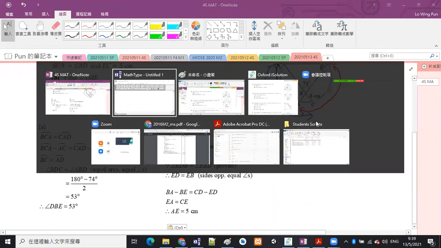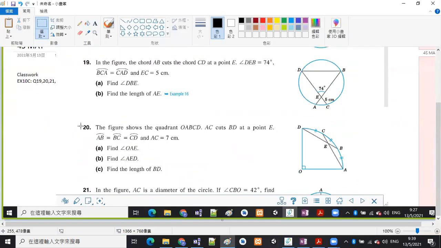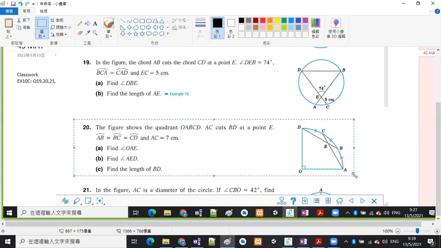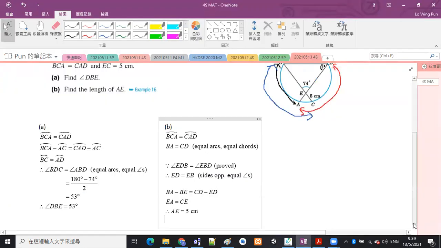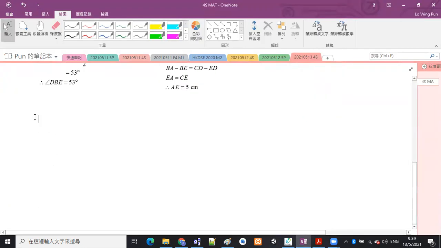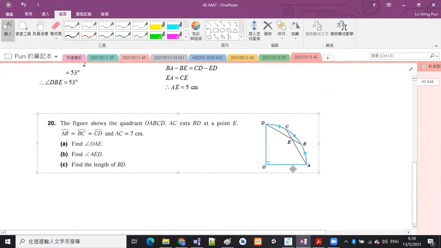Number 20. Figure shows the quadrant OABCD. What is meant by a quadrant? Quadrant is 1/4 of a circle. Okay? So that is 1/4 of a circle. That is a sector. A sector with the angle 90 degrees. Okay? A sector. It's like this.